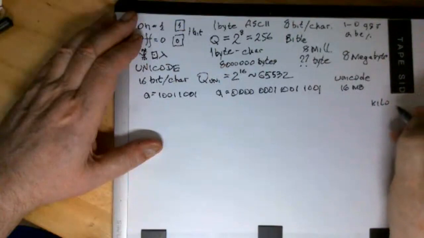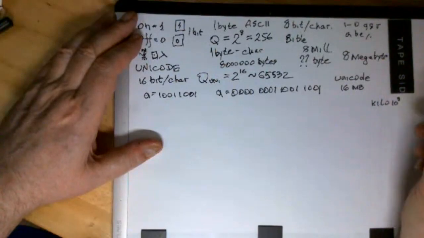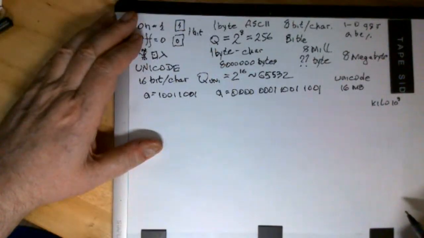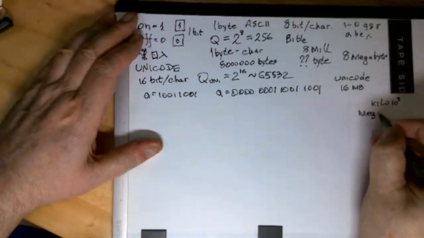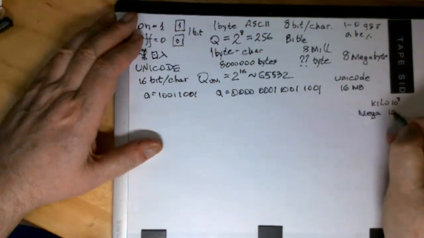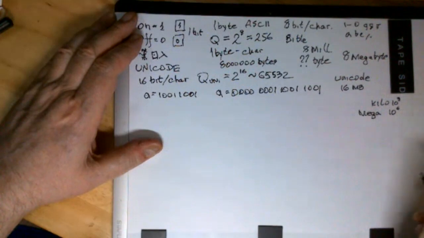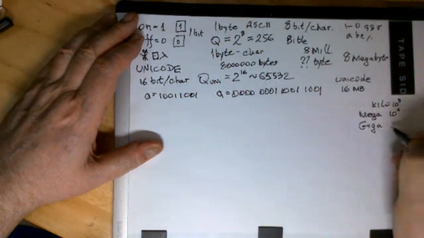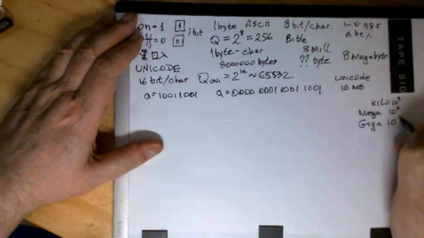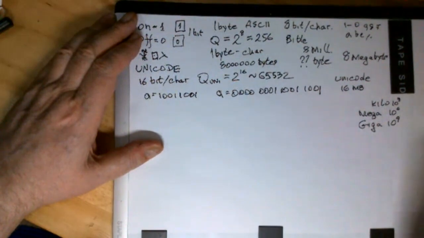Kilo is 10 in the power of 3, meaning this is 1,000. Mega, this is 10 in the power of 6. This is million. Giga, this is 10 in the power of 9. This is billion.